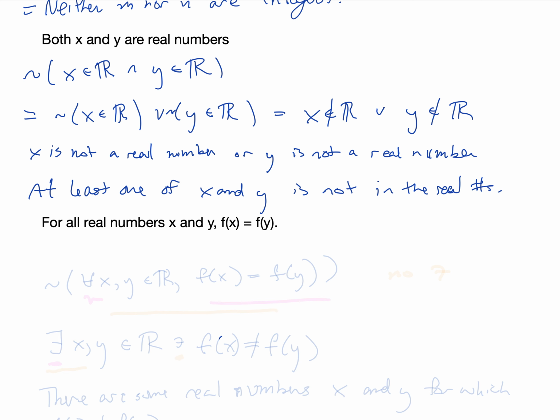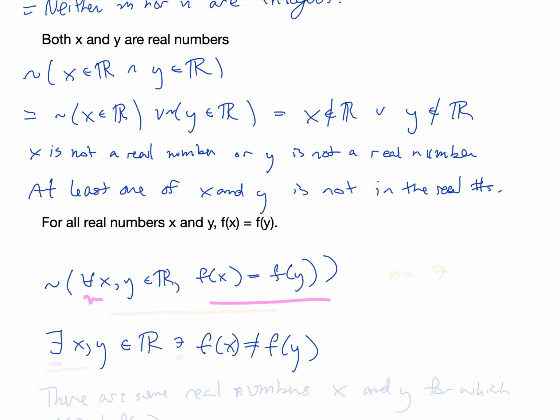Next, for all real numbers x and y, f of x equals f of y. So we are negating the statement for all x and y in the real numbers, f of x is equal to f of y. We're negating a for all statement. So the negation of a for all statement is a there exists statement. There exist x and y in the real numbers such that f of x is not equal to f of y, such that the negation of f of x equals f of y, negating that.